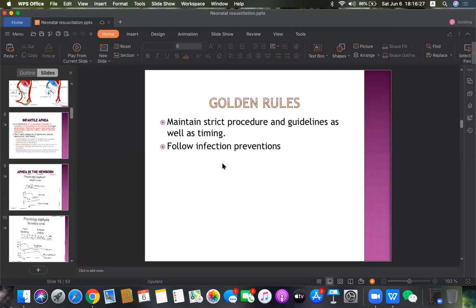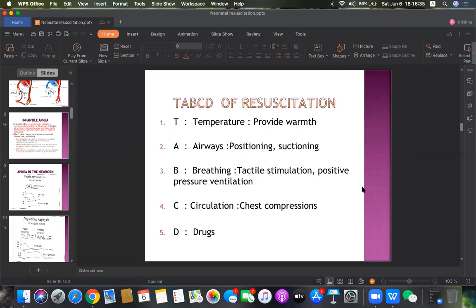And follow infection prevention, and follow the strict procedure and guideline. That is an important point. So let's talk about what those golden rules of resuscitation are. This is known by TABCD. This is a mnemonic which we commonly use. T means temperature. That means you maintain the temperature after the birth. You provide warmth to the baby.